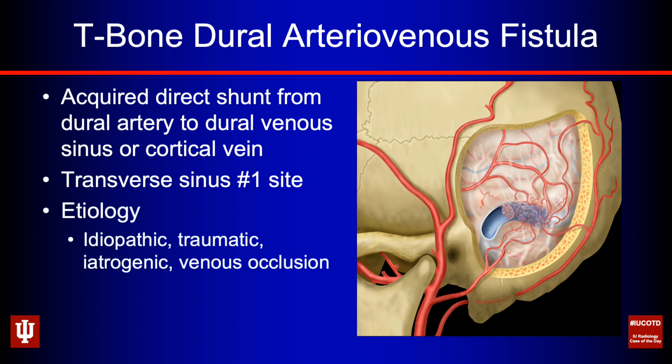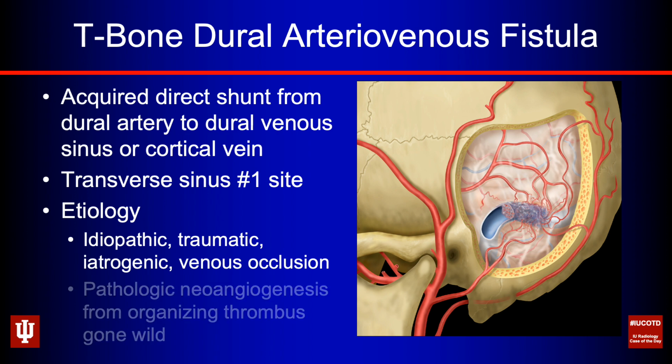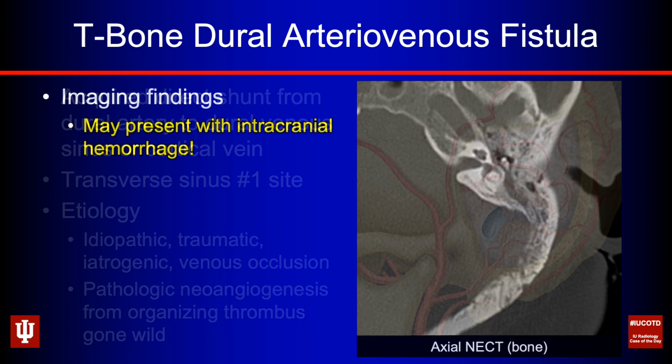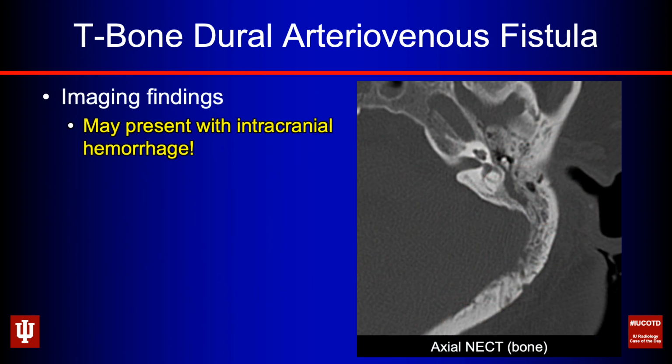So there are lots of etiologies. These are sometimes purely idiopathic. It can be post-traumatic and can be iatrogenic in etiology. But this is something that we see as a pathologic response to venous thrombosis and occlusion. Okay, it's this pathologic neoangiogenesis. You can think of it as organizing thrombus gone wild. And that's the setting that I think I see it most frequently in. Is this emergent? Because these can present upfront with hemorrhage, intracranial hemorrhage.